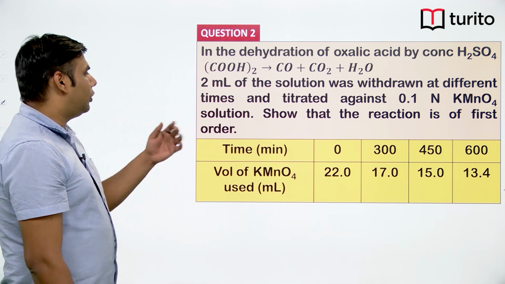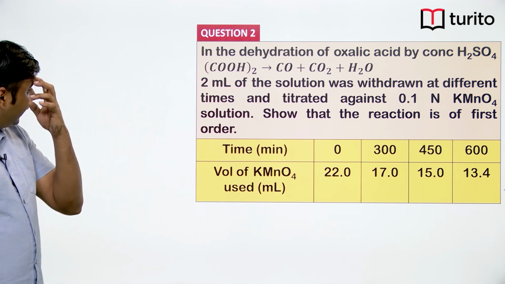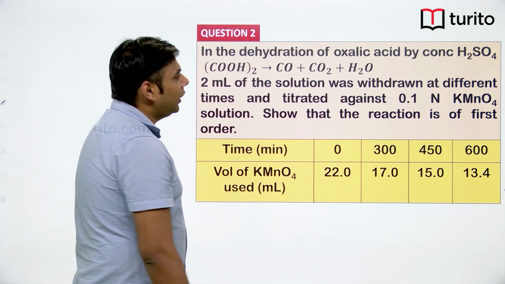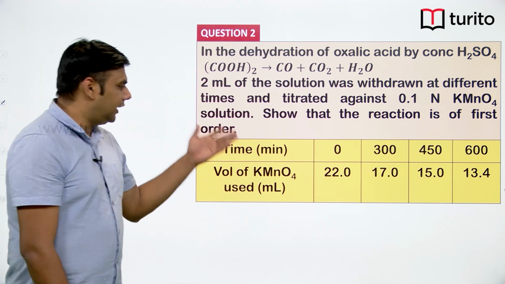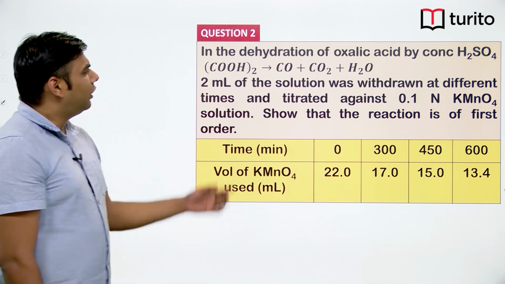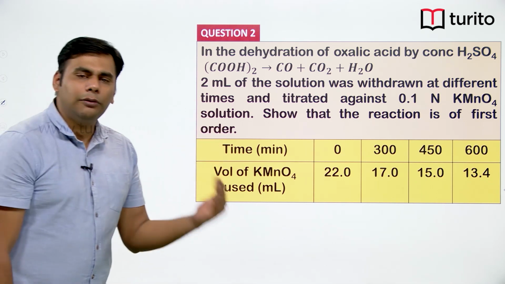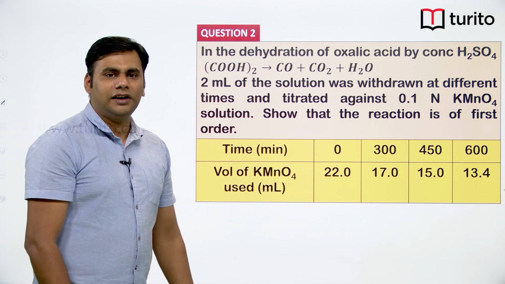So basically 2 ml of the solution was withdrawn at different times and titrated against 0.1 normal KMnO4 solution, so that the reaction is of the first order, and the data has been given to you. Okay. So what is basically KMnO4 doing? We know that KMnO4 is a very strong oxidizing agent. Okay.